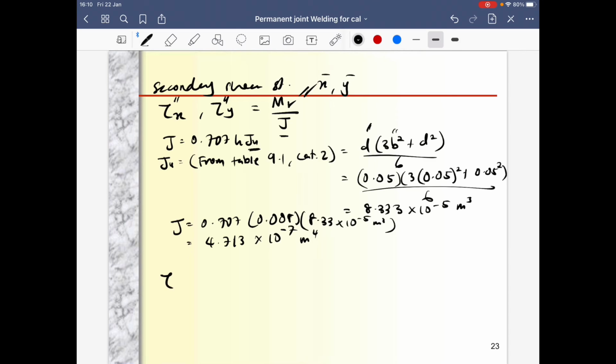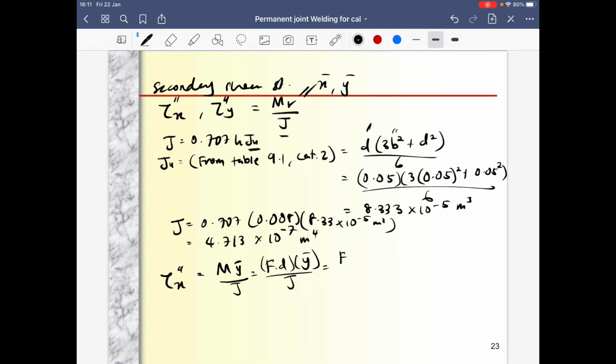So we take the first one, tau x double prime equal to M. So for x, we have to take the dy, because it's going down, right? Whenever you get going down, we take y bar over J, and then M is F times d, F times d distance, and then times the y bar. Okay, I just write in full so that we can have a clear picture.